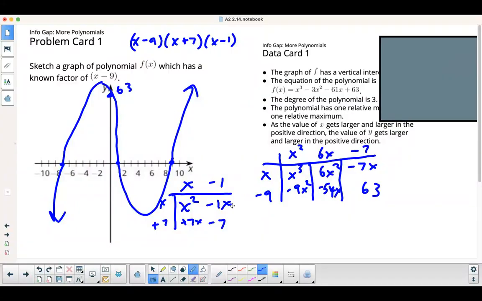Now, all this work that I did right here, I wanted it to be more accurate. I wanted to know what the x-intercepts are. Had you not done that, you could have just kind of ballparked it, but you would have no way of knowing where this relative minimum or relative maximum is.